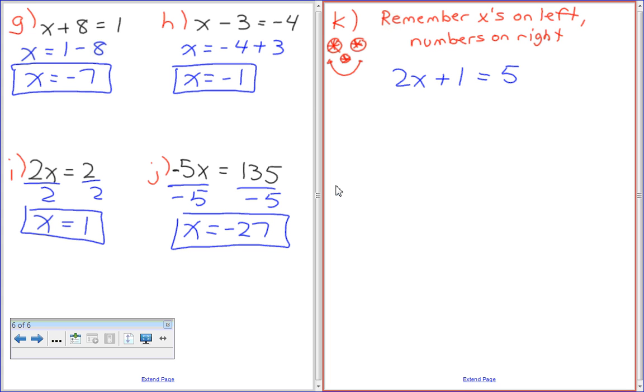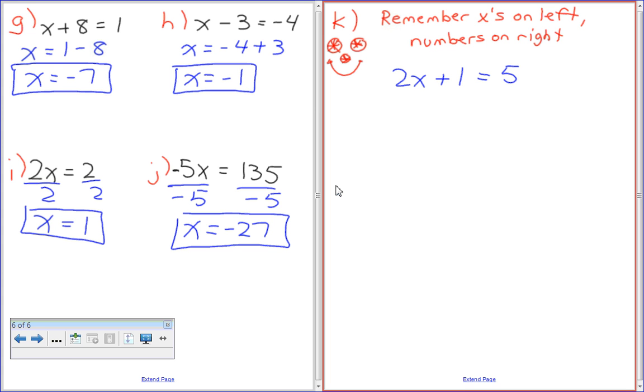There was a student last year who, even on his final exam, was dividing by 2 as his first step. What's the problem with dividing by 2 here? Why would I not want to divide by 2? Yeah, because if I divide by 2, I'd have to divide the plus 1 there too, and it's left over. Yucky.